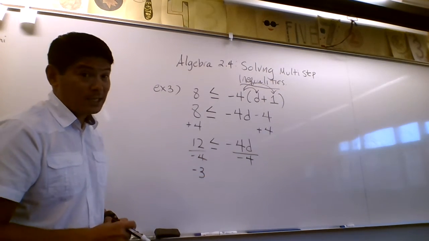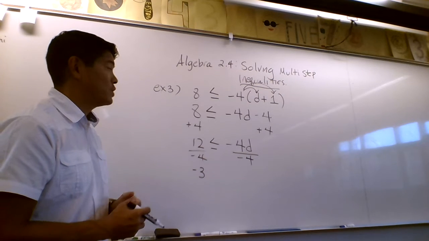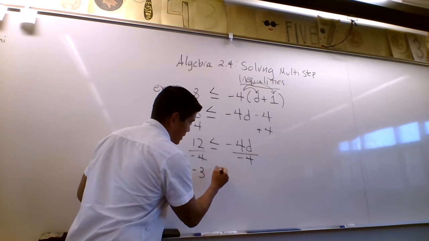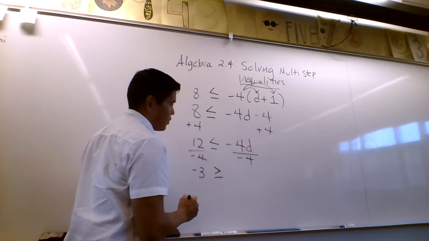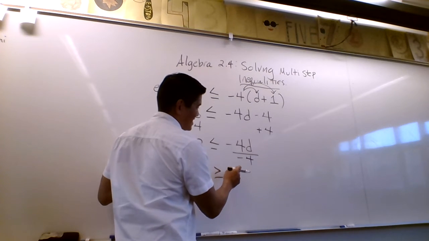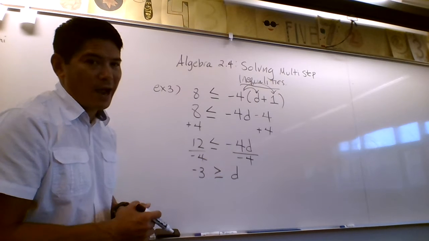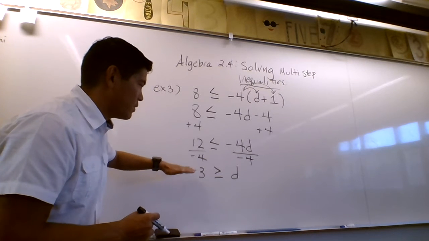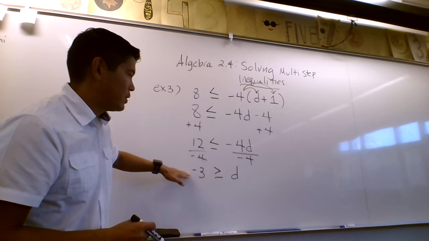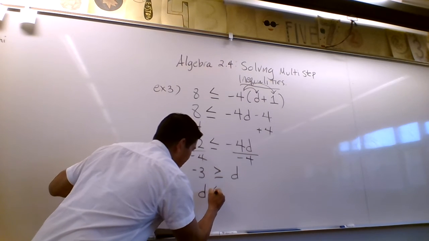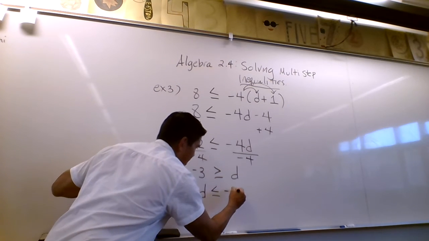Since we divided each side by negative 4, we're using the golden rule, where we reverse the inequality. Instead of less than or equal to, it becomes greater than or equal to. And then on the right side, we're just left with d. Especially since we want to graph this, it's probably going to be easier if we write the inequality with the variable on the left side. So d now is less than or equal to negative 3.